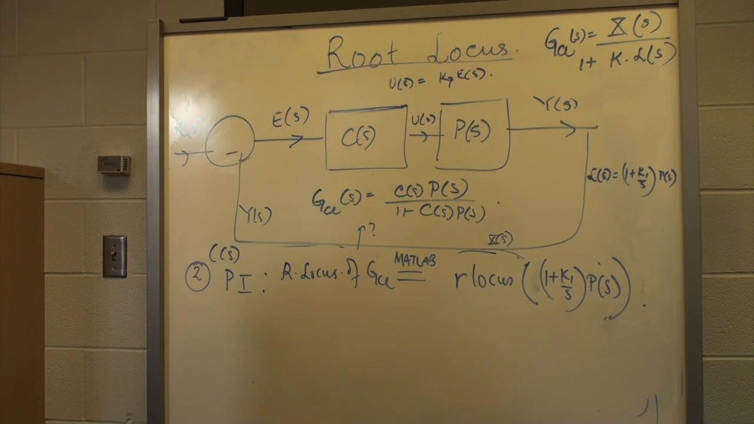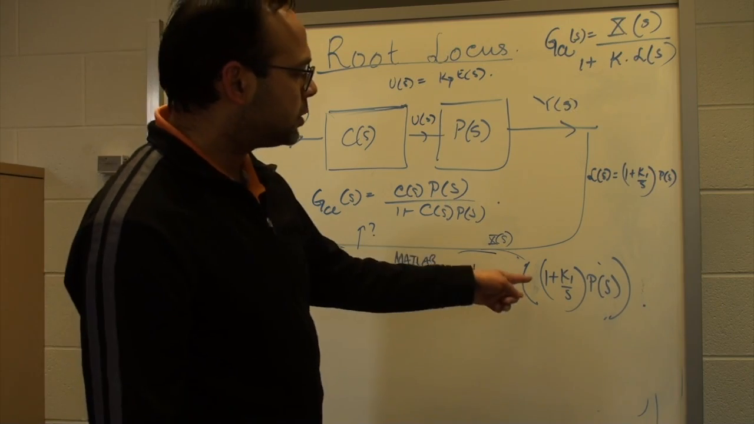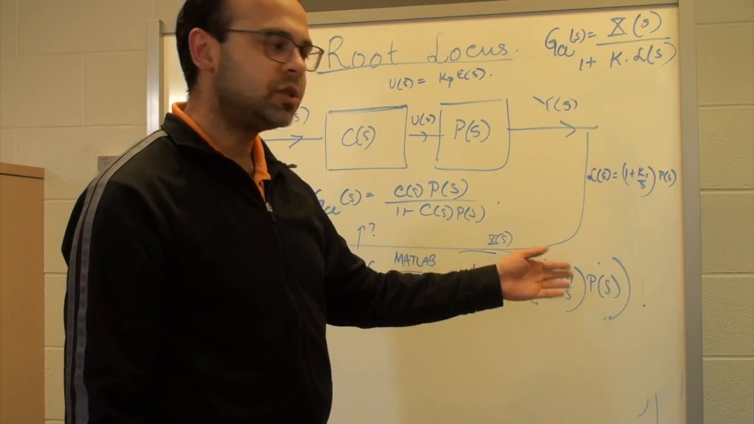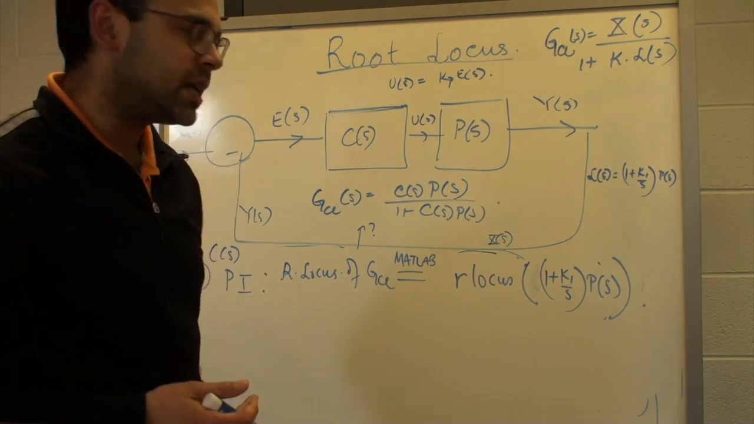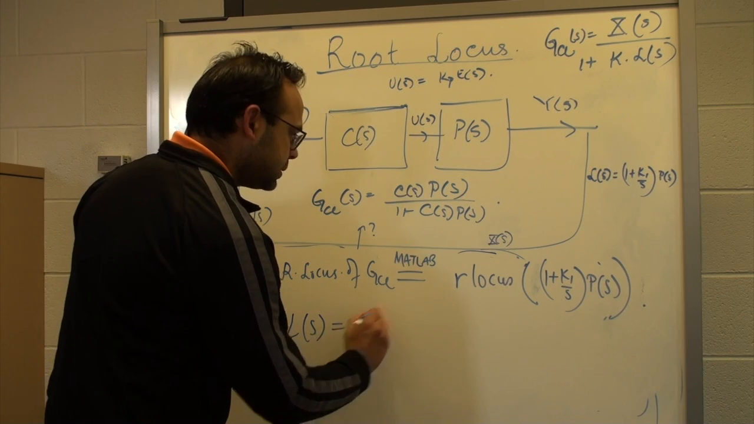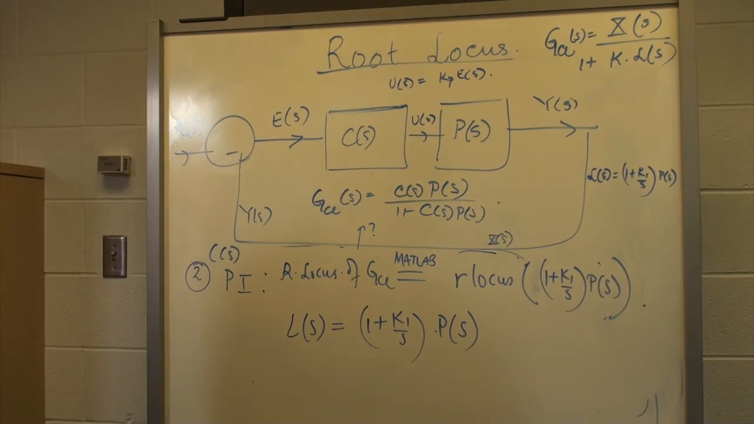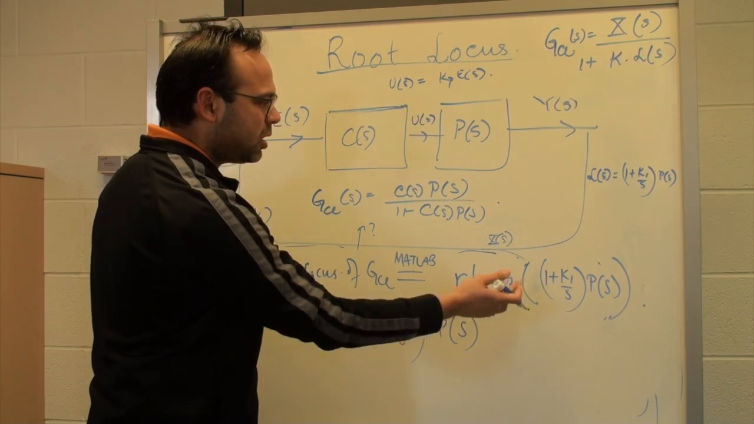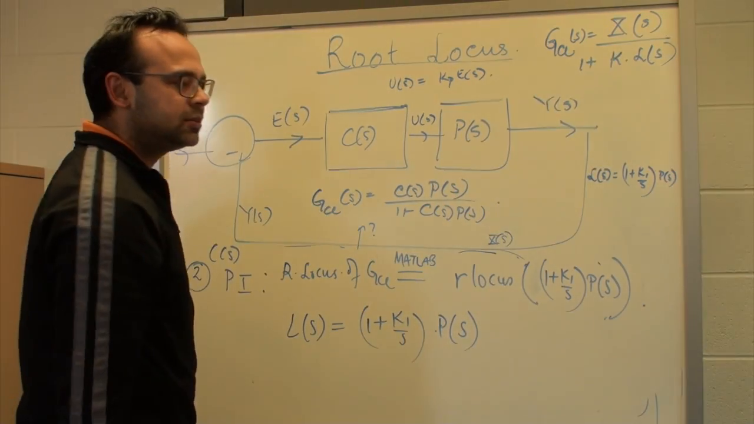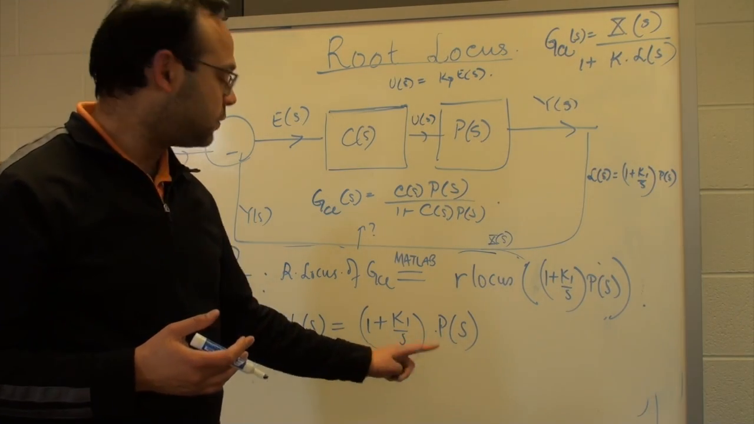Now, look at something interesting going on here. Well, before I state that, the poles of G_CL, the closed loop poles, will go from the poles of this product to the zeros of that product. So I want to just focus on that product. What is that product? So L(S) is (1 plus K1 over S) times P(S). That is nothing but this block times that block, right? Without the constant K, of course, that we have pulled out.